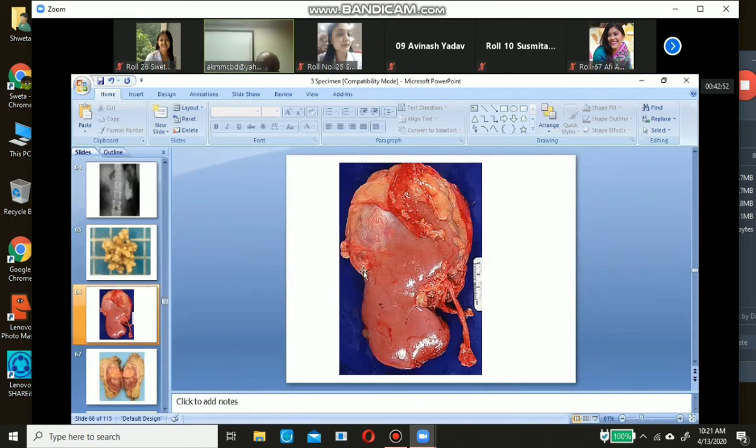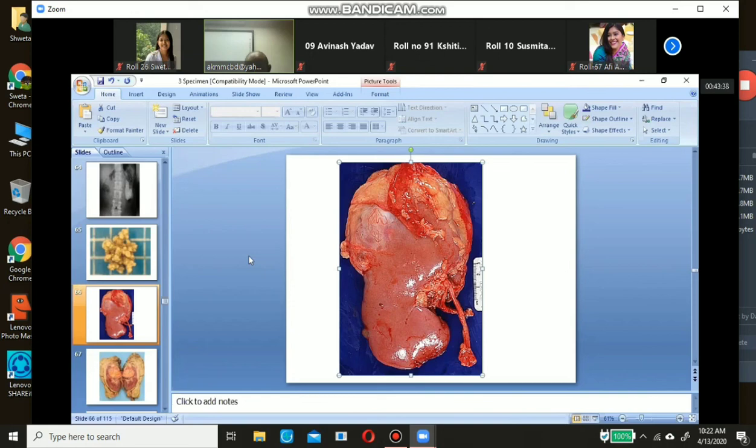And it is the upper pole that is involved here. It can occur anywhere, but usually renal cell carcinoma is more common in the upper pole. It looks like it is sitting on the kidney, on the head of the kidney, and therefore the other name is hypernephroma. It is above the nephrons, therefore hypernephroma. This is renal cell carcinoma. The rest of the kidney is normal.